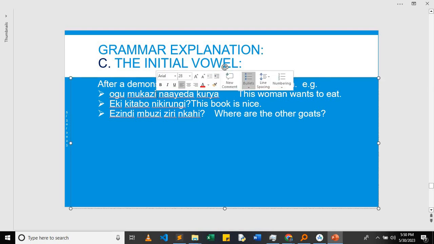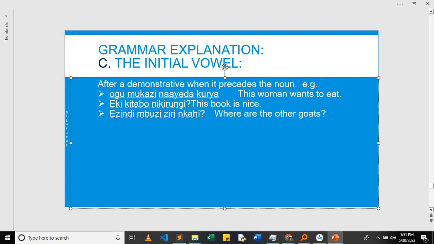Ogumukazi nayenda kulya. Ogumushisha, ogumwana, ogumushomesa. So this ogu mainly applies to people, human beings. If you want to apply ogu, it is mainly applying to human beings. Ogumukazi, ogumushisha, ogumwana, ogumushomesa. Ogumushomesa, that's this teacher. Ogumuburizi, this preacher. Ogumuhinji, this farmer. Ogu means this, but for a person.